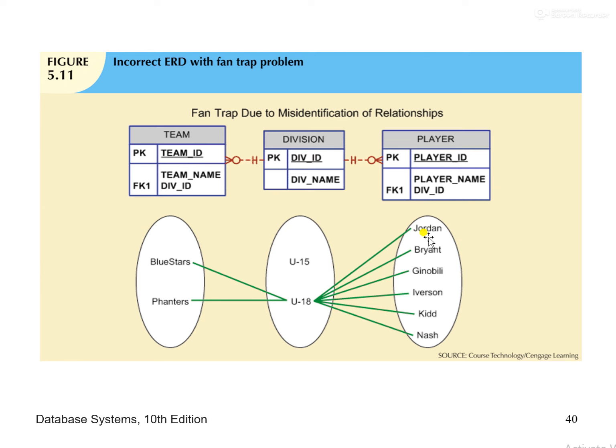But if you try to find out which player belongs to which team in a fan trap situation, you won't be able to. If I want to see which team Jordan belongs to, Jordan belongs to division U18, but we don't know whether Jordan belongs to Blue Star or Planters. So this is an incorrect ERD diagram when we have this fan trap problem. It looks like a fan, and we call it the fan trap problem.